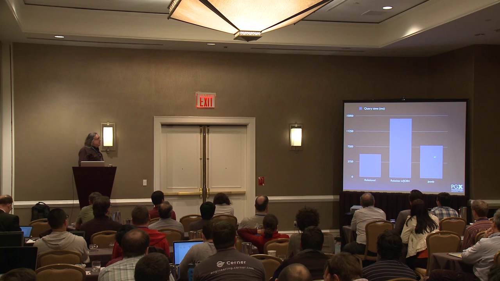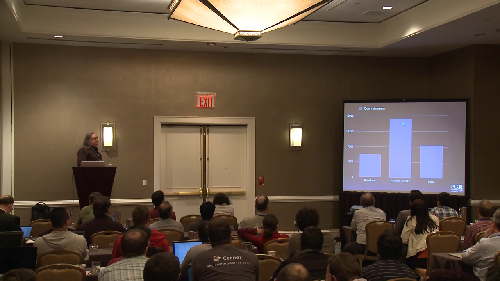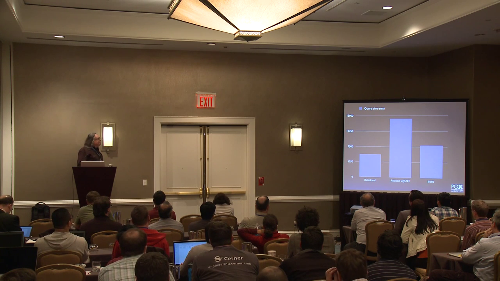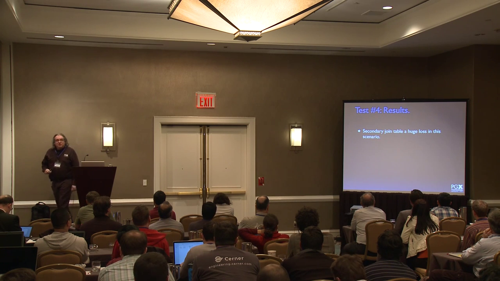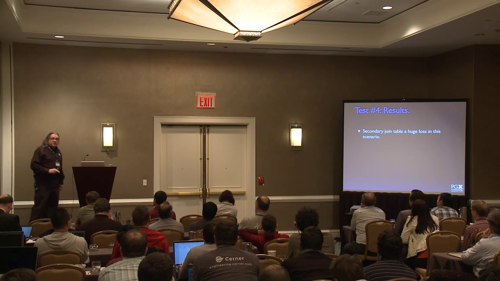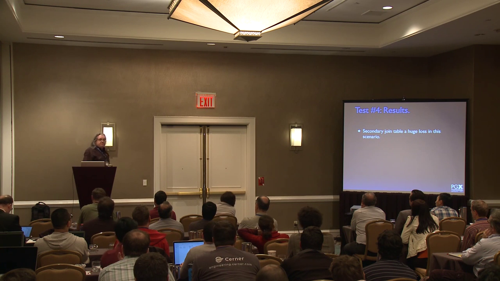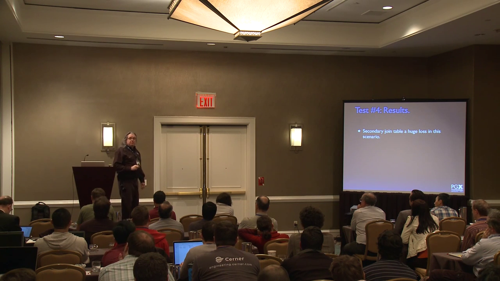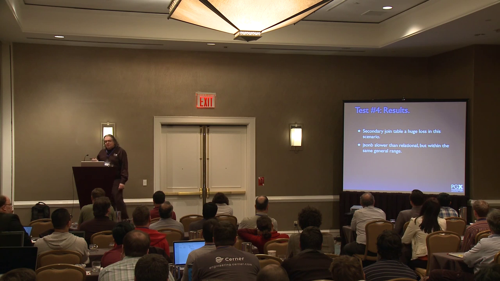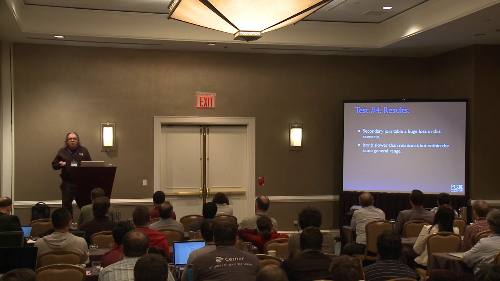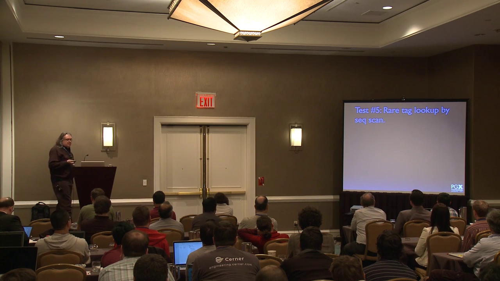That's the best, followed by JSONB, and the join kind of didn't pan out in this case. The join table is a huge loss in this scenario because the field is very unselective. You know, I'm returning 5 million rows either way, which means that I'm doing a relatively big join in the middle. JSONB is slower than relational, but you know, it's in the same general range. These are not orders of magnitude apart.